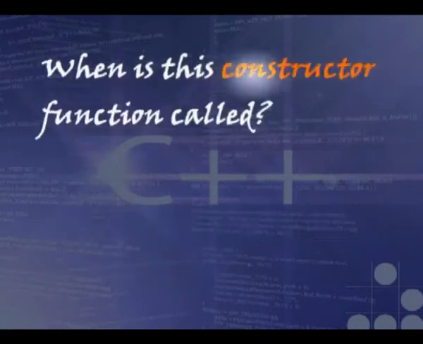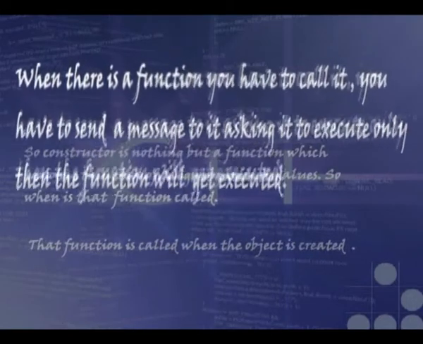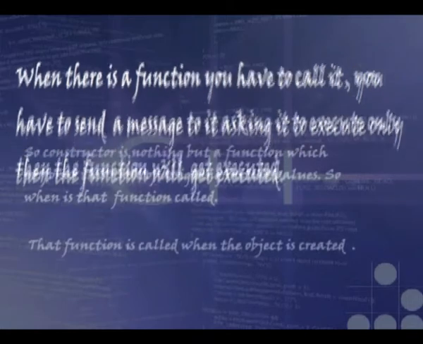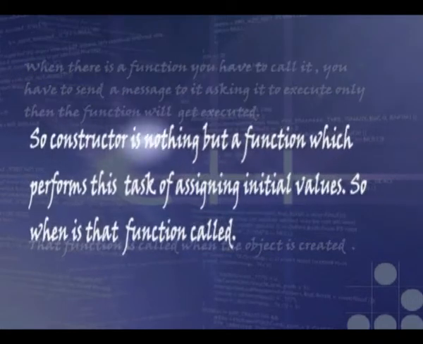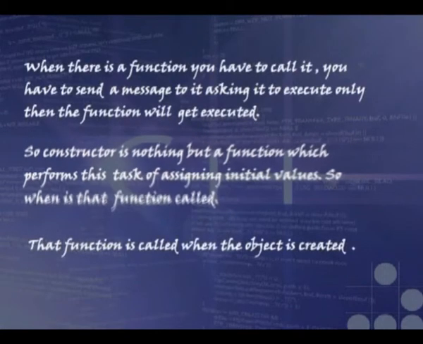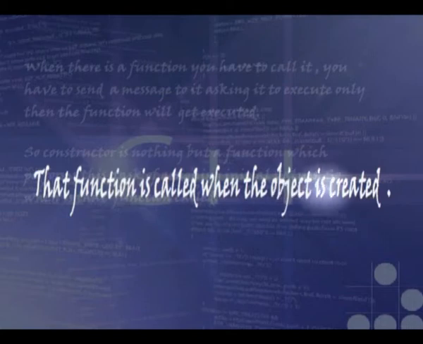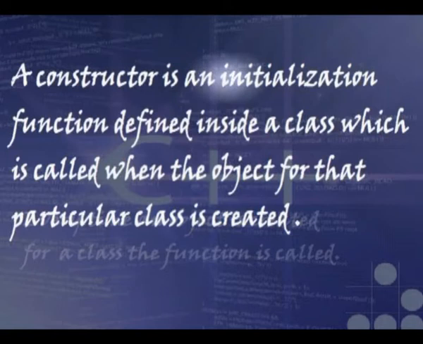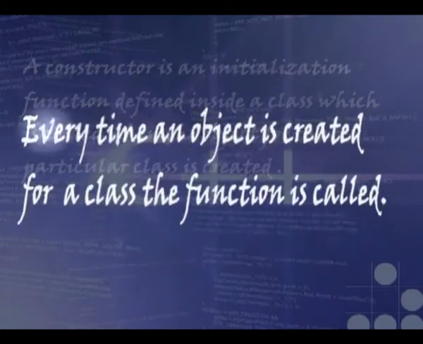When is this constructor function called? See, when there is a function, you have to call it, you have to send a message to it asking it to execute, only then the function will get executed. So, constructor is nothing but a function which performs this task of assigning initial values. So, when is that function called? That function is called when the object is created. So, a constructor is an initialization function defined inside a class which is called when the object for that particular class is created. Every time an object is created for a class, the function is called.